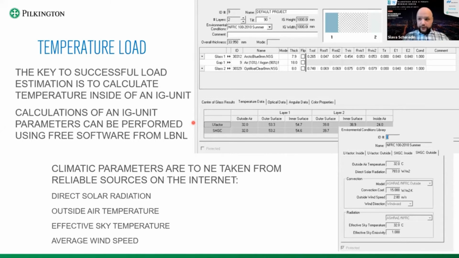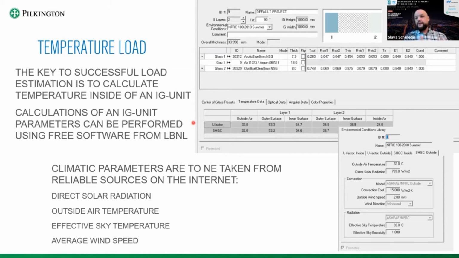U value. In order to understand how to calculate the temperature inside the IG unit, we need to calculate its parameters, taking into account the climate outside, including the temperature inside the building and the temperature of the outside air. We need to take into account solar radiation, sky temperature, and average wind speed, meaning if the glass is overheated, the wind is good for you because it takes away the heat faster. Combining all of these, we can calculate the temperature of the gas inside the IG unit.